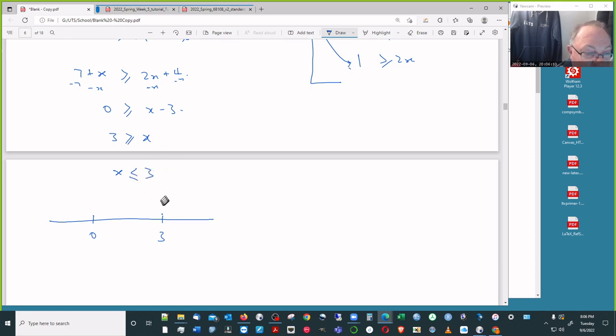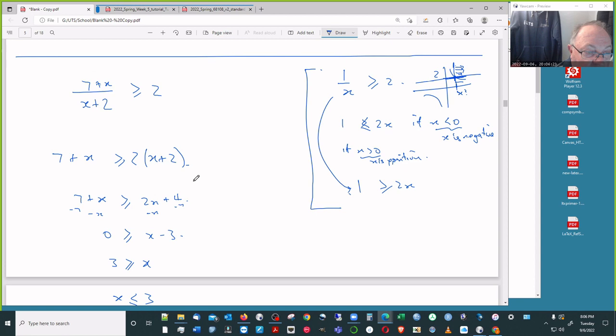So x is less than or equal to 3. So it's inclusive, so you've got to colour it in and go off to infinity. Now that's not the answer, right? Because we have assumed something.